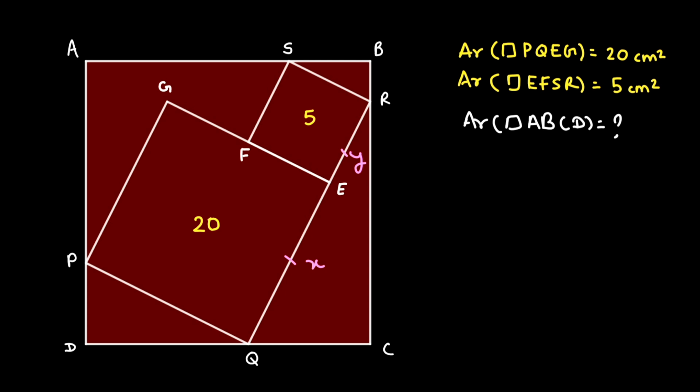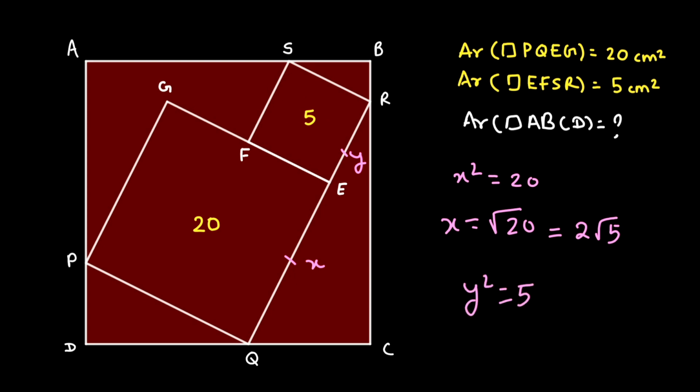y? So we can see that area of this particular square is equal to 20 and the side length is equal to x. This means x square would be equal to 20, and taking square root on both of the sides will give us the value of x, and that would be square root of 20, and this thing can be written as 2 times the square root of 5. Okay. Now similarly, the area of this particular square is equal to 5 and the side length is equal to y. Therefore y square would be equal to 5. This means the value of y is going to be square root of 5.